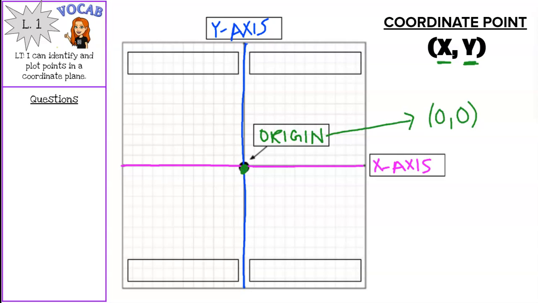And then our coordinate plane is split into 4 sections. So we have what are called quadrants. So we have quadrant 1, quadrant 2, quadrant 3, and quadrant 4. And they do use Roman numerals to label the quadrants, so that is why I've written them with Roman numerals.